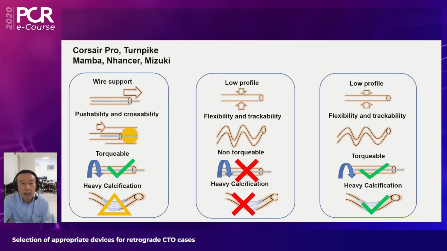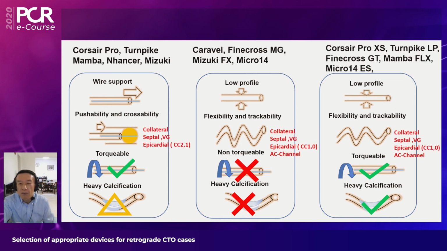So when you choose the microcatheter, I can summarize that the wire support, pushability, crossability, torquability, or the behavior in heavy calcification. If you focus on those four or five characteristics, probably you can reasonably pick one of the best microcatheters. If you go down to the low profile, you can choose the Caravelle, Fine Cross MG, Mizuki FX, or the Micro 14. But you really need some torquable microcatheter, which is a more recent one. Probably you may pick the Corsair Pro XS, Turnpike LP, Fine Cross GT, Mamba Flex, or the Micro 14 EX, which can deal with any type of collateral, not only septal, but epicardial, CC1 or 0, or the AC collateral channels. And there is a chance of going through even in heavy calcification.